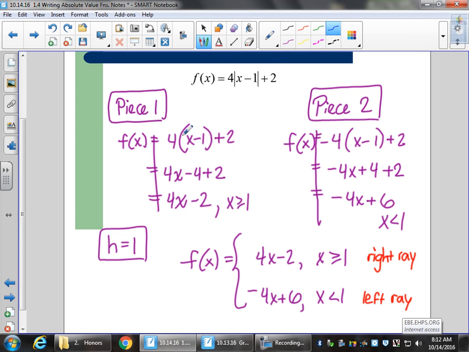And we can draw a quick sketch. This opens up. My vertex is 1, 2. So that increasing piece is for when x is greater than 1, the decreasing piece when x is less than 1. And rewatch this example to help out, okay?